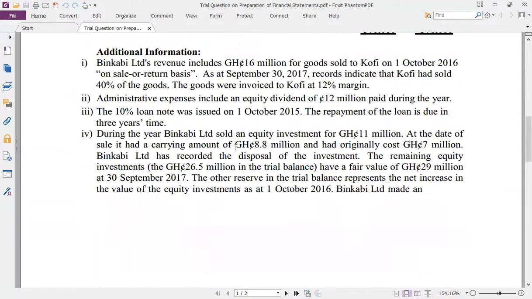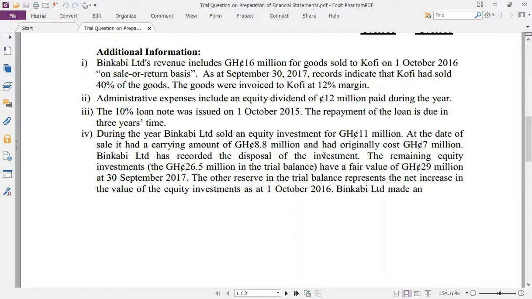Okay, let's see something here. The remaining equity investment, that is 26.5 million in the trial balance. So the one in the trial balance is the remaining, fine. Have a fair value of 29 million as at 30th September 2017. So it means that this fair value that you have here, now there's been an increase in the fair value. So all you have to do is ask yourself, is it fair value through profit and loss, so that the fair value gain, we can record it accordingly, or we can pass the correct treatment.